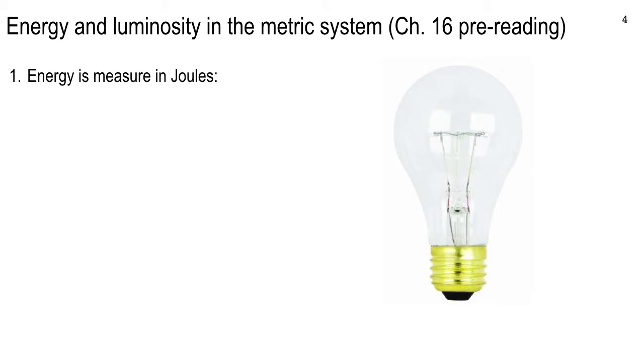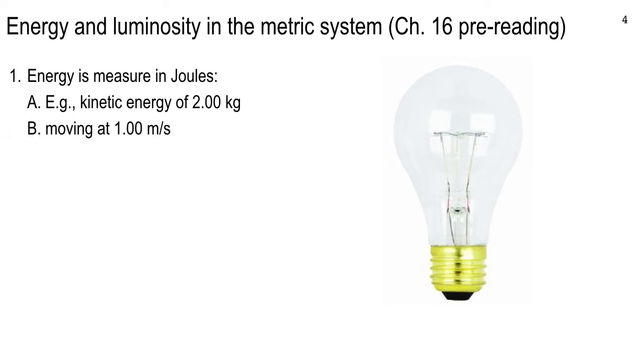Energy in the metric system is measured in something called joules, also calories. But calories are a unit of energy that is usually associated with heat processes. The more general one is joules. For instance, 1 joule is the kinetic energy of a 2 kilogram object that is moving at 1 meter per second. And here's the formula.